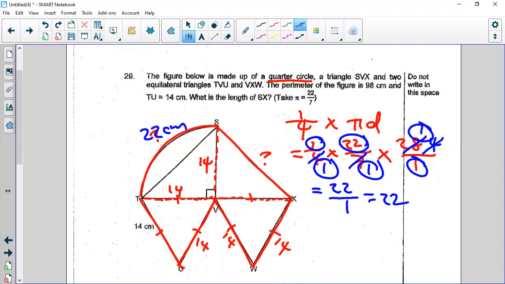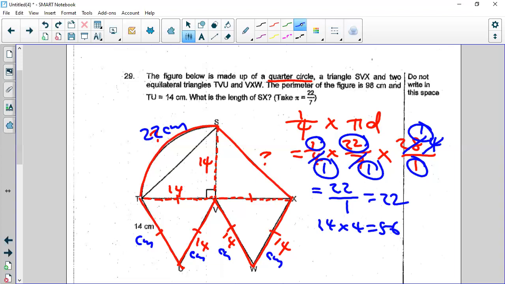Okay, that's the circumference. Then can you find the question mark? How do you find the question mark? Very easy. You just take 14 times 4. There are 4 red lines. So 14 times 4, that will be 56.